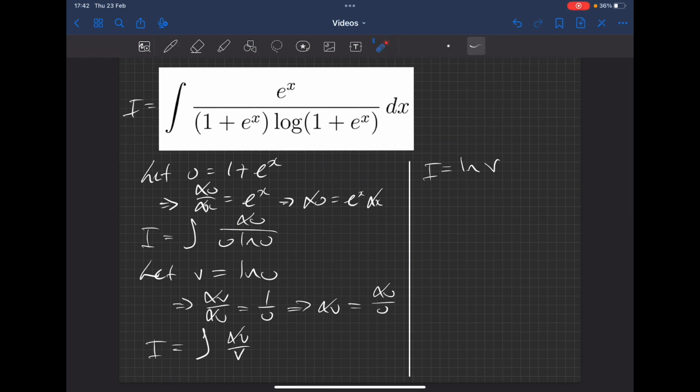Next steps then, we don't want our answer in terms of v, we want it in terms of x. So we need to do the reverse of our u-sub and our v-sub by stepping back up from the v world into the u world and then back again to the x world. So v is equal to the natural log of u. So let's replace that in here. So I becomes equal to the log of u. And now then, if we replace our u with 1 plus e to the x, we get that I is equal to the natural log of 1 plus e to the x. Beautiful.